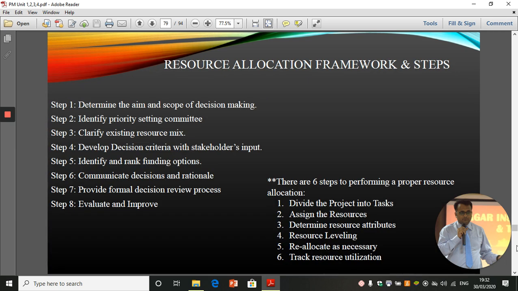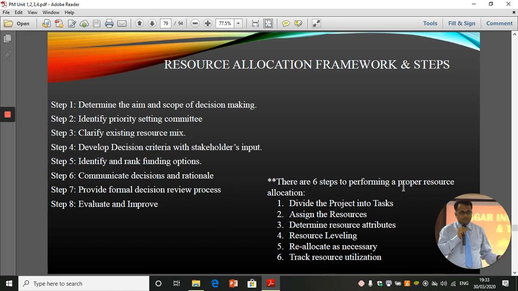Resource allocation framework and steps. Steps of resource allocation are: determine the aim and scope of decision making, identify priority setting committee. So first you identify the aim and scope of decision making, then you identify the priority setting committee, then clarify the existing resource mix, what are the resource mixes you have. Then you develop decision criteria with stakeholders' input. Then you identify and rank funding options, communicate decisions and rationale, provide formal decision review process, evaluate and improve.